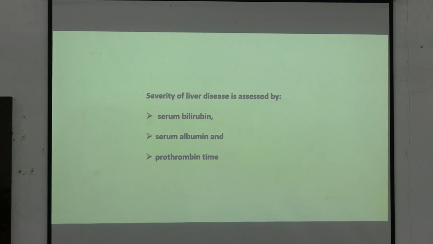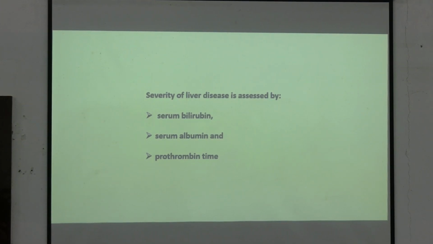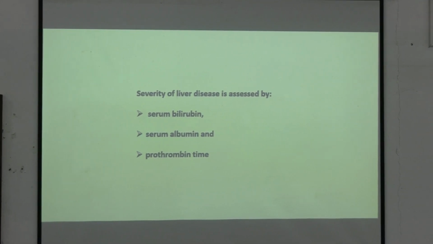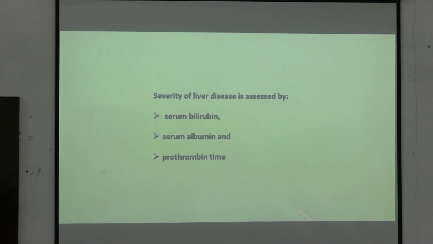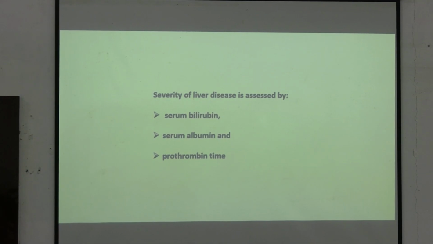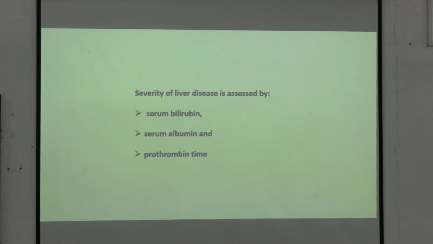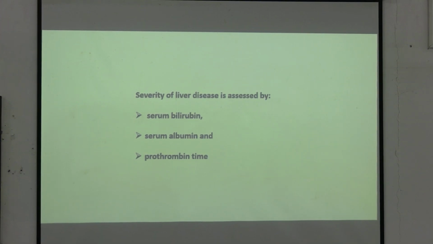Severity of liver disease is assessed by serum bilirubin, serum albumin, and prothrombin time. These are the 3 parameters by which we can assess the severity of liver disease. Number 1 is serum bilirubin, number 2 is serum albumin, and number 3 is prothrombin time.